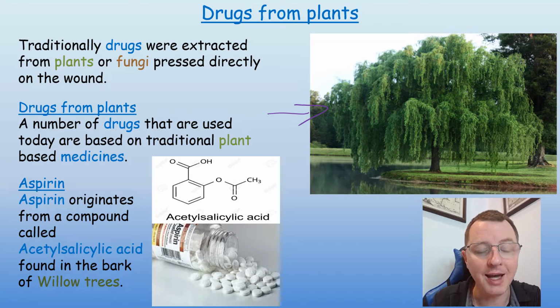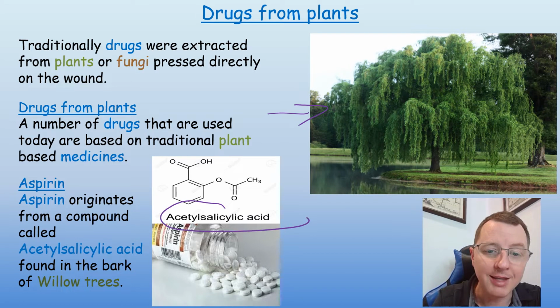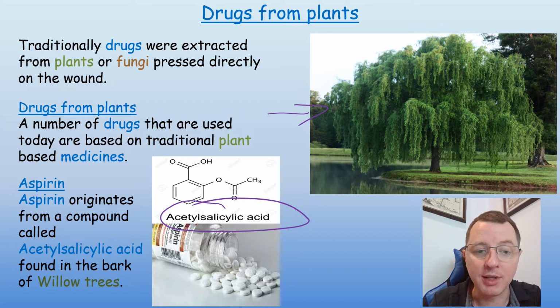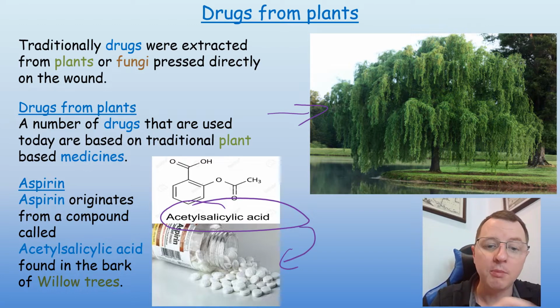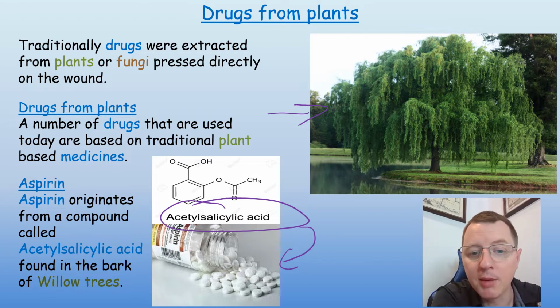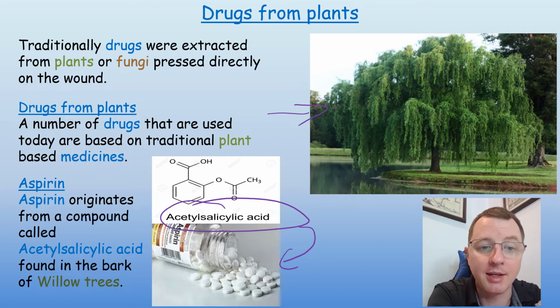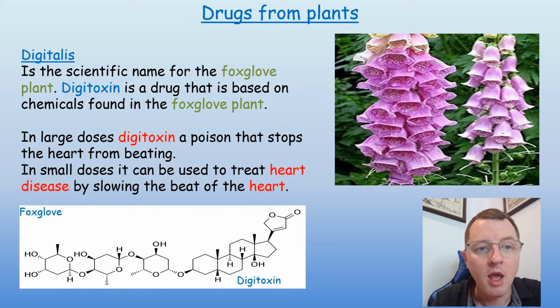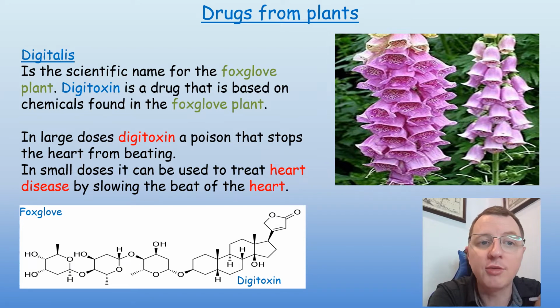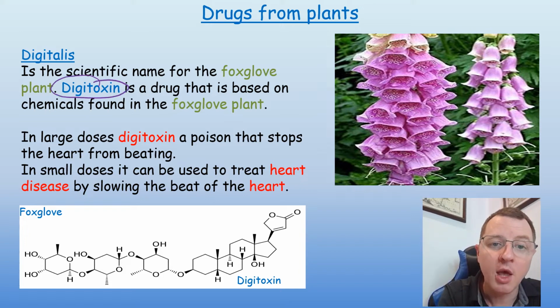Now it turns out that the active ingredient in the bark of the willow tree is called acetic acid, and that's the chemical that we can now synthesize and package and prescribe to people with headaches as the drug aspirin. So aspirin is a particularly useful medicine if somebody has a headache, but the original compound is derived from the willow tree, acetic acid.